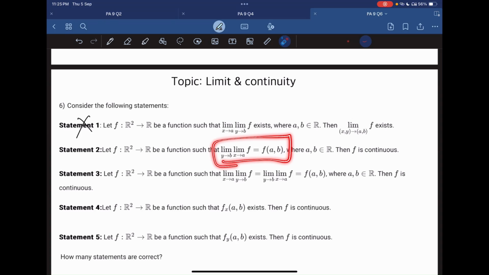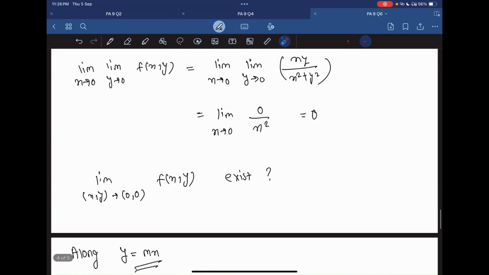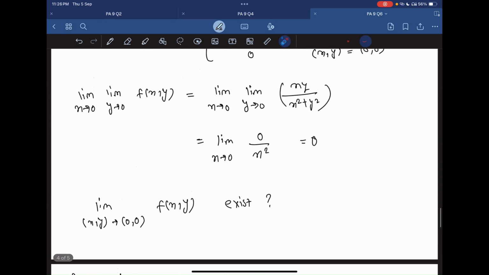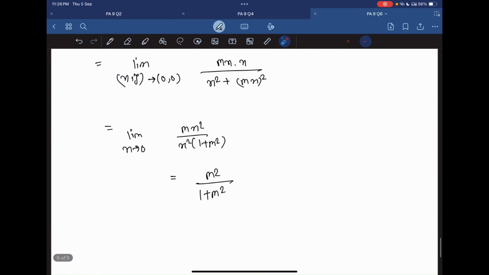Now for the second statement, let f be the function. Here we are doing the opposite thing, that is, the limit as y tends to b and x tends to a of the function f of a comma b. If this limit is equal to the function value, then f is continuous. So first of all, we have already seen the limit does not exist at the origin.